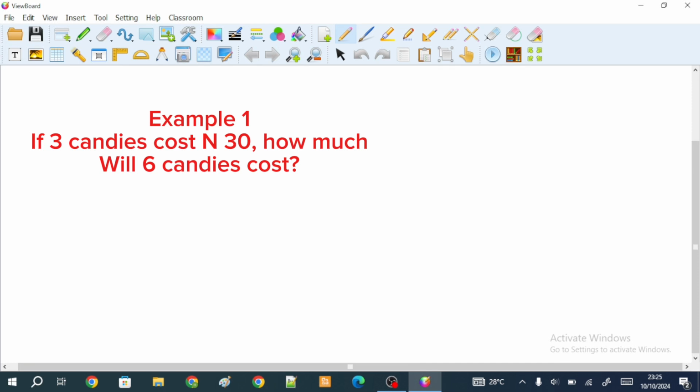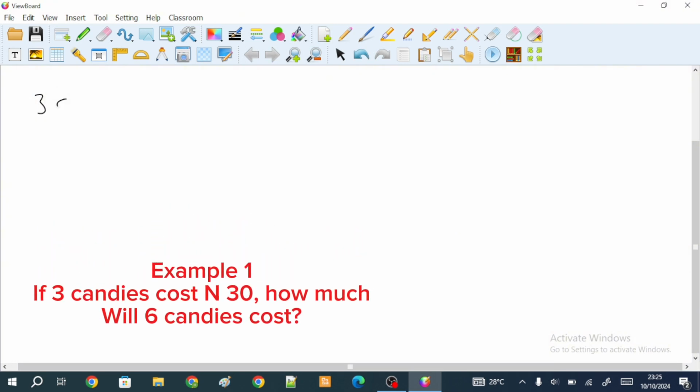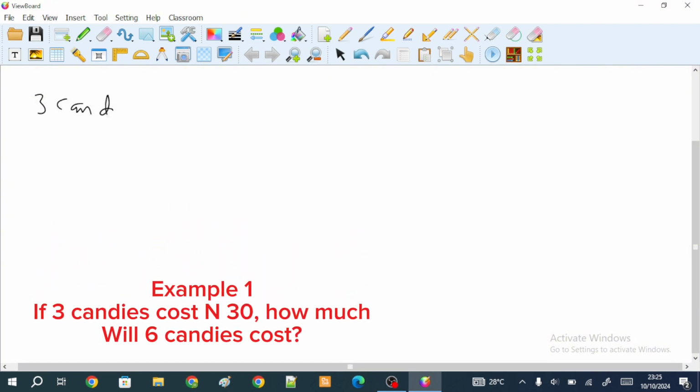So if you want to answer this question, it's very simple. You just write from the question. We said we have 3 candies. Write 3 candies. Just follow me. Draw an arrow and then write 30 naira. So we just simplify the first sentence. 3 candies cost 30 naira. And the second part of the sentence, we have 6 candies.